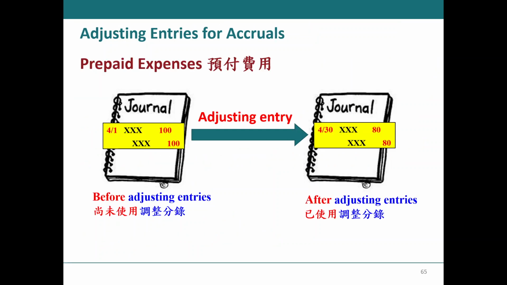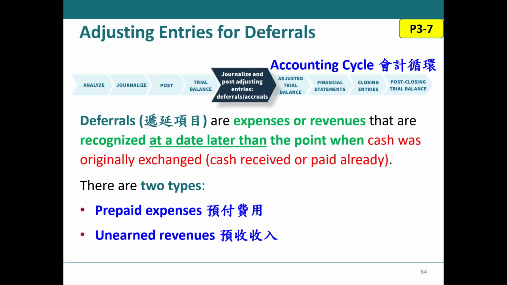For prepaid expenses, it's the same as unearned revenues. These two items are totally the same situation. What's the same? For prepaid expenses, you pay the cash at the beginning. For unearned revenue, you got the cash at the beginning. We mentioned that last week. So on the first date, you pay the cash.